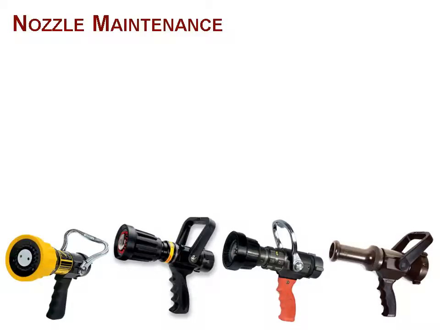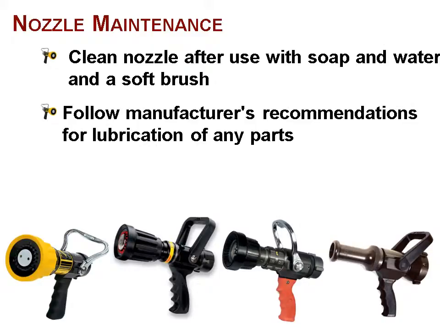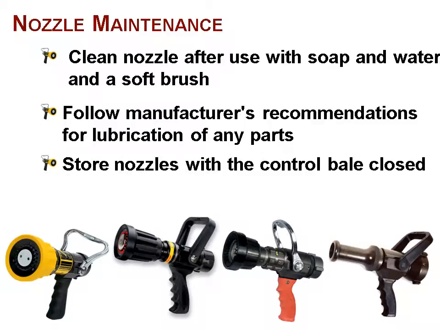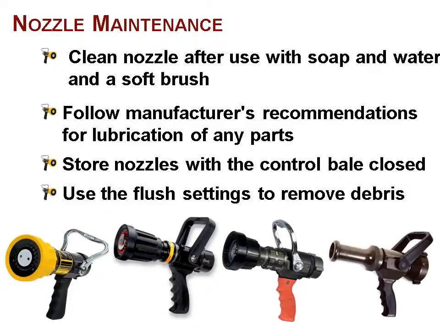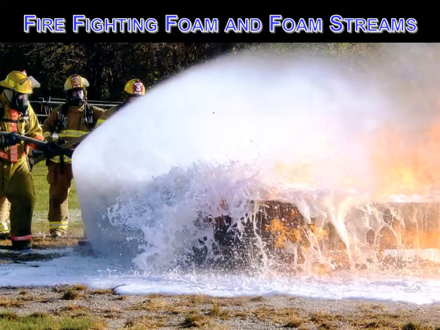Clean nozzle after use with soap and water and a soft brush. As always, follow the manufacturer's recommendation when lubricating any of the parts in the nozzle. Store nozzle with the control bail closed. This keeps dirt, road grime, and anything else from getting up inside the nozzle and causing a malfunction. If you do have a selectable gallonage nozzle, you can turn it to the flush position and try to get any debris or anything that may be clogging the nozzle out, if that happens to you.